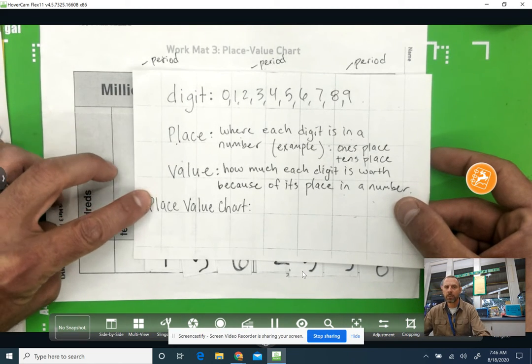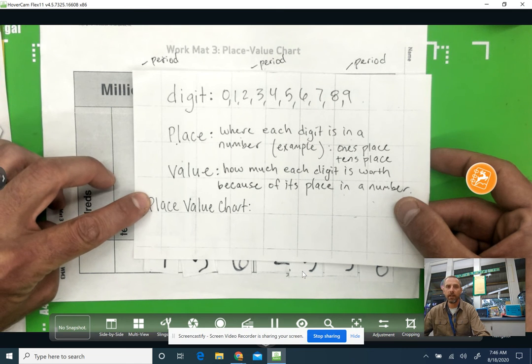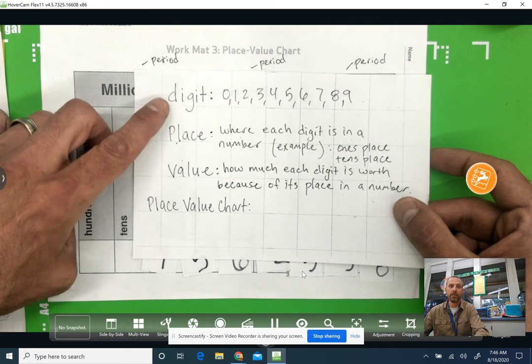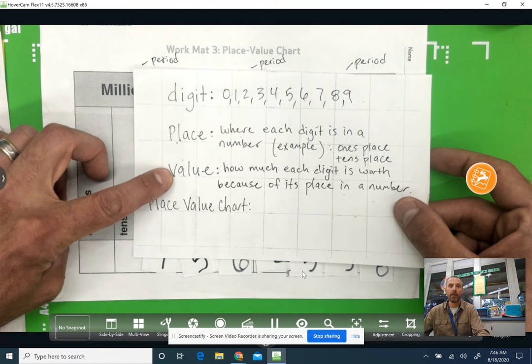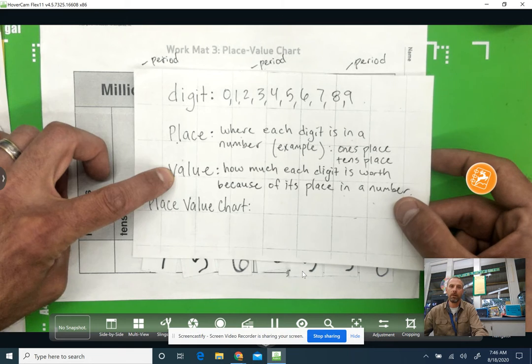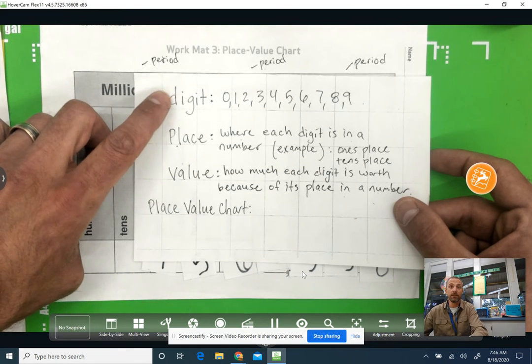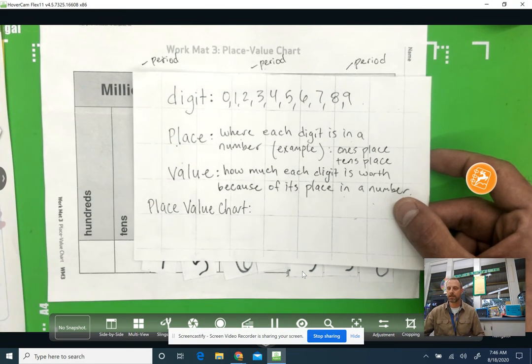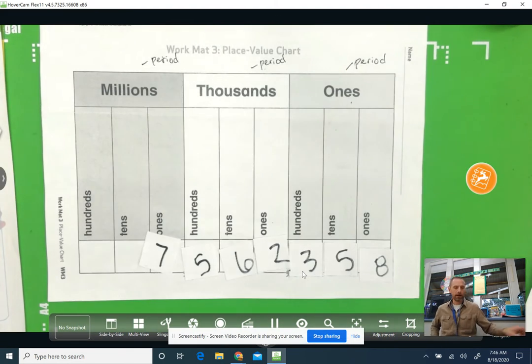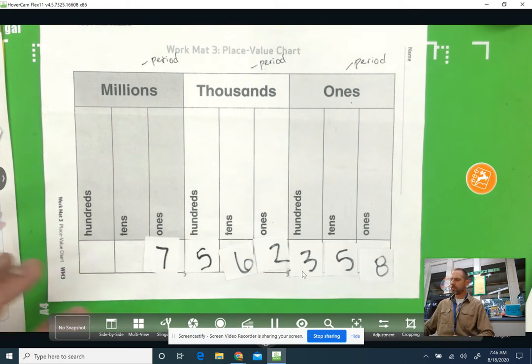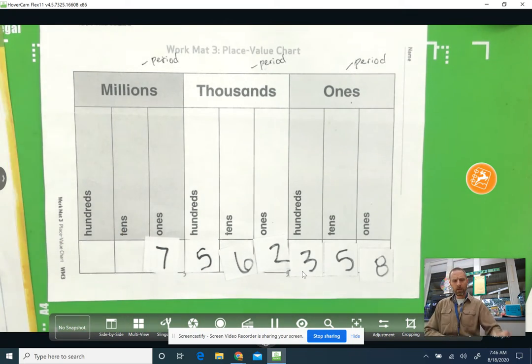The place value chart is the chart that can tell you the place of a digit as well as help you to find out what the value of each one of these digits is because of its place. All right. So let's get started here on our lesson.